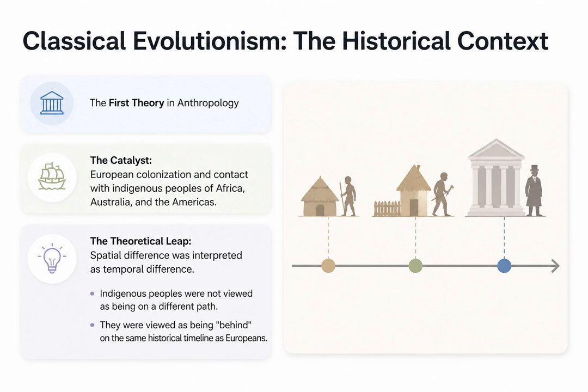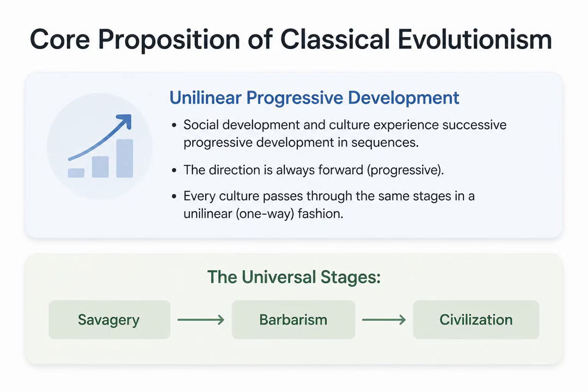Looking at an indigenous tribe was, to the European mind, like time traveling back to see what Europe looked like thousands of years ago. The core proposition of classical evolutionism is that human society experiences successive, progressive development in sequences. The present developed stage of mankind arrived here through unilinear evolution. Unilinear means moving in one direction only, forward, never backward, just like a student progressing from kindergarten through 12th grade.